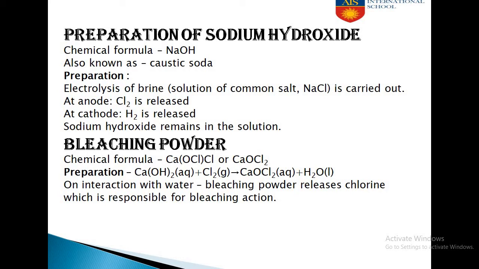Brine solution means NaCl and H2O are there. So NaCl will dissociate into Na+ and Cl-. So Cl2 would be released at the anode. Why? Because chlorine is an anion, so the anion will migrate towards the anode.